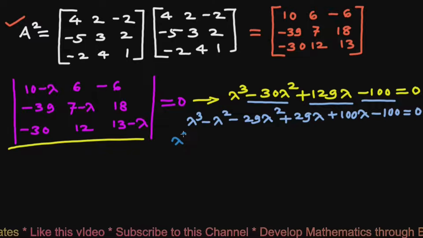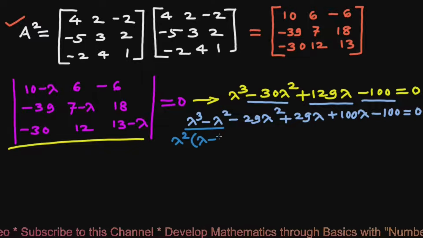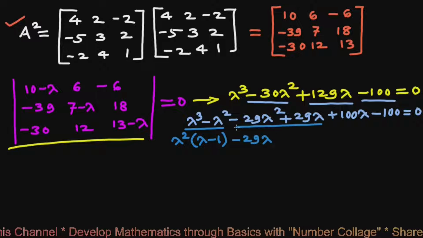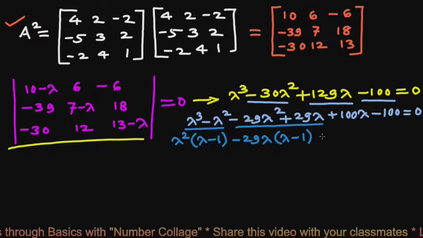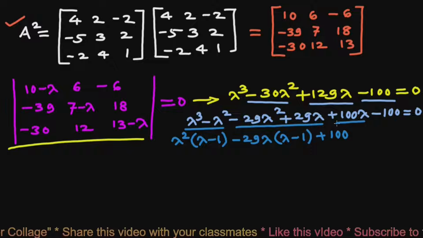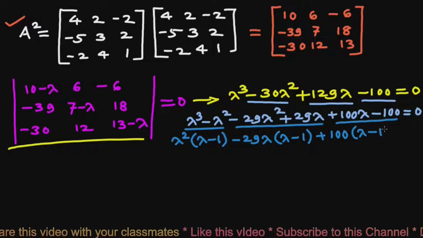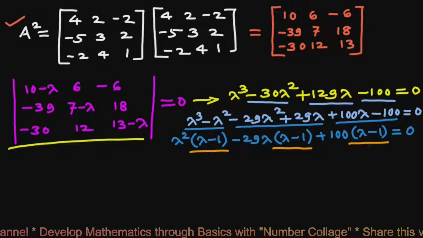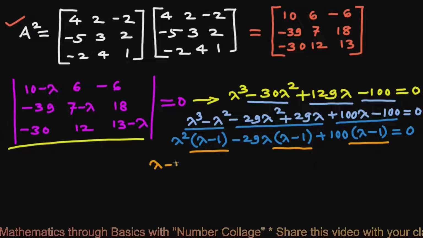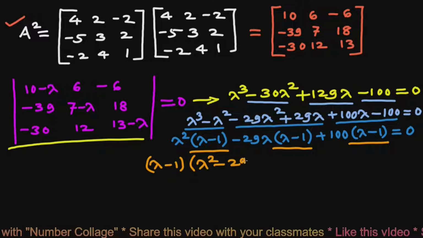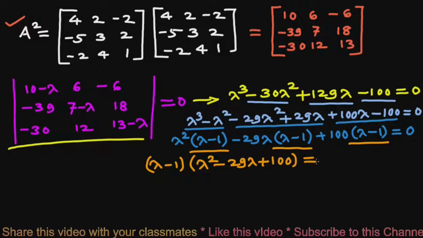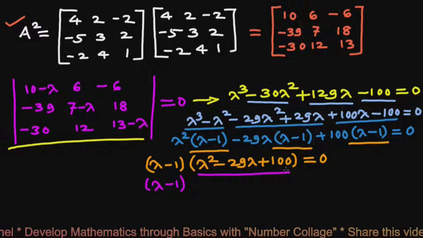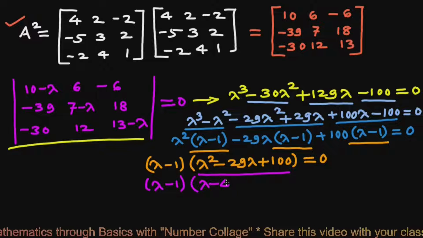We will take lambda square common from these two terms, lambda minus 1. We will take minus 29 lambda common from these two terms and write lambda minus 1, and we will take plus 100 common from these two terms and write lambda minus 1 equals 0. Next, we will take lambda minus 1 common from each of these terms and write lambda minus 1 into lambda square minus 29 lambda plus 100 equals 0. It will be lambda minus 1 into this quadratic polynomial, which can be factorized as lambda minus 4 into lambda minus 25 equals 0.